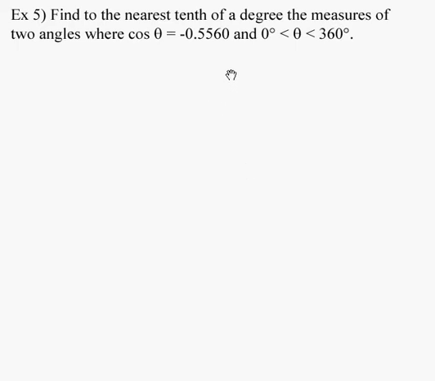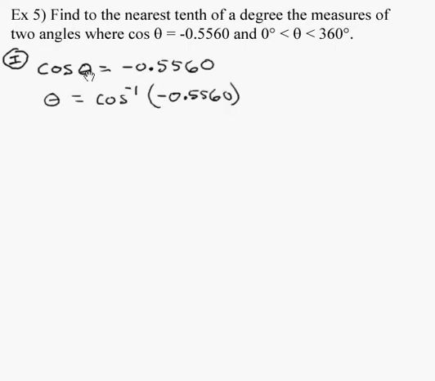So the next example, we're looking for, to the nearest tenth of a degree, the measures of 2 different angles where the cosine is negative 0.5560, and this could be anywhere between 0 and 360 degrees. So the cosine of some mystery angle, and we're looking for 2 mystery angles, is negative 0.5560. So we're going to do that inverse cosine button on our calculator.